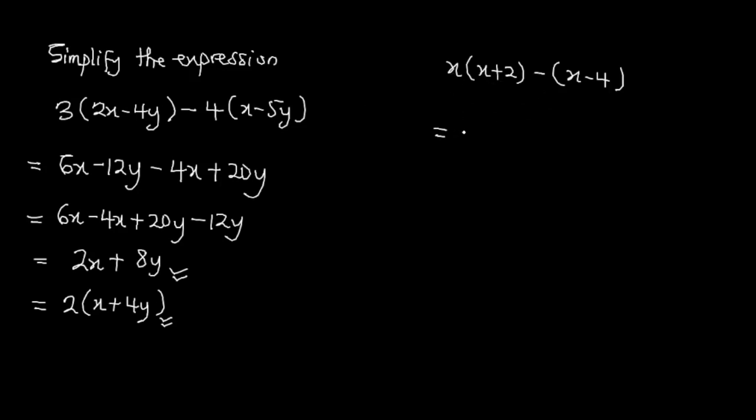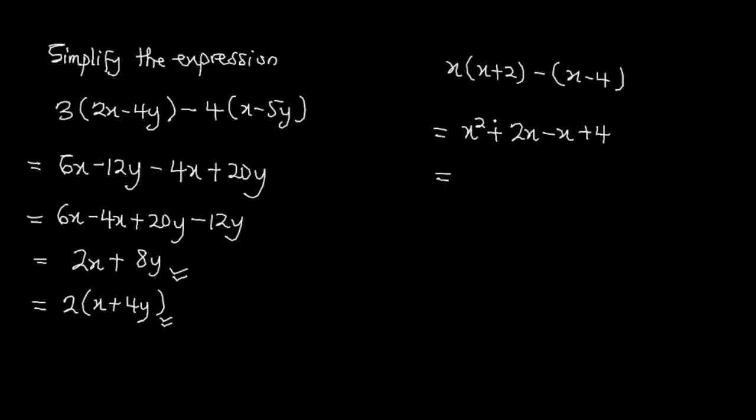So x multiplied by x will give us x squared, plus x multiplied by 2 will give us 2x. Then we have negative 1. This is negative, so it's negative 1. Negative multiplied by x will give us negative x. Then negative multiplied by negative 4 will give us positive 4 over here. So now all we need to do is to go ahead and simplify the equation that we have.